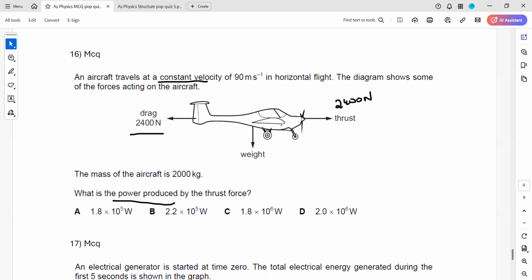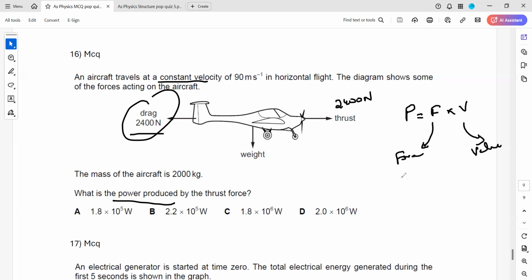We need the power produced. Remember, I just gave you an idea about power. There's another formula for power, that is force multiplied by velocity. This force is not the resultant force. This is the force which is required to maintain a constant velocity, and v is the constant velocity. So if I need the power of the engine, the thrust of the engine, the force of the engine is how much? Because if the drag is 2400, the thrust should also be 2400. And the speed at which this aircraft is moving is 90.